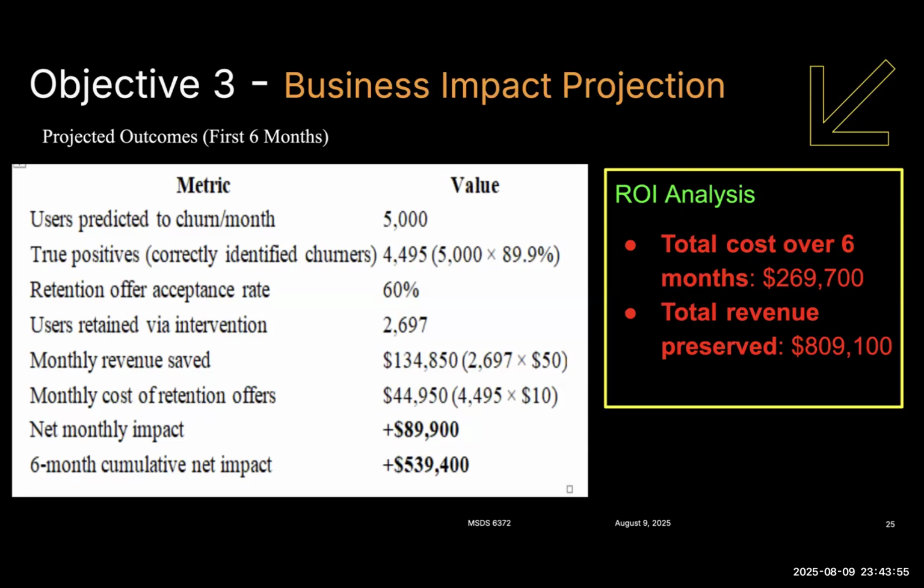So in the little box on the right there is the ROI analysis. The total cost we are going to be running to deploy this pilot program for this model will be 269,700. That is if you multiply 44,950 by 6. And if you multiply $89,900 by 6, you're going to get 809,100. So if you deduct the total cost from the total revenue, you are still going to arrive at the same amount of 539,400. So we believe that if we test run this model, we will be able to see that the impact of this model will be great on our business.